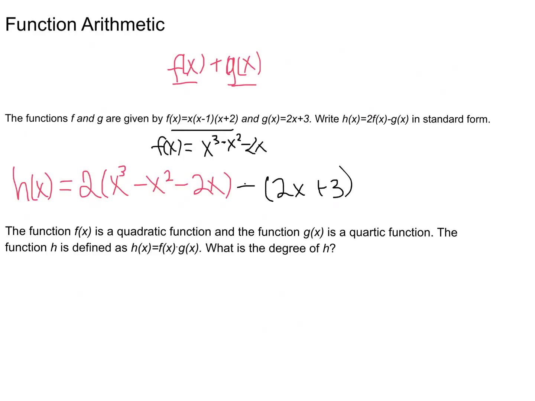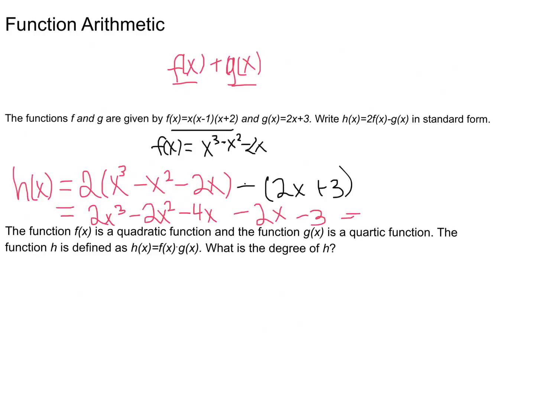And so the real key thing to remember here is that we're subtracting all of g of x, so everything that g of x has to offer needs to be subtracted. So we're going to have to distribute that through. And we're going to have to multiply 2 times all of f of x. And once we do that, we can reevaluate what h of x is. So this will be 2 times x cubed minus 2x squared minus 4x minus 2x minus 3.